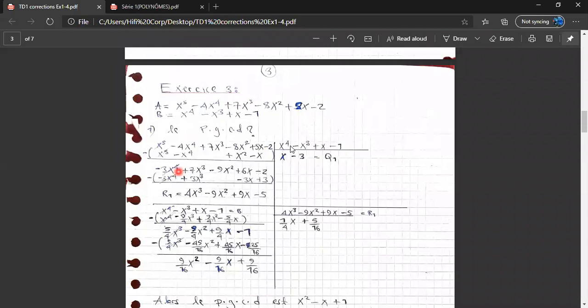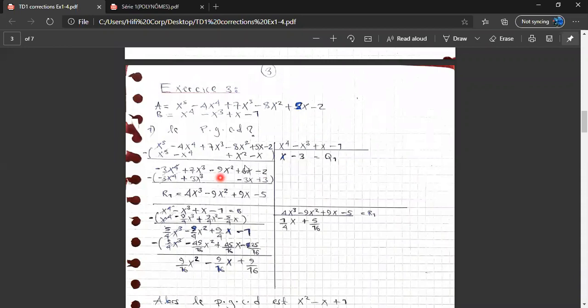So this into this, it will be negative 3. Negative 3 times this, it will be the same, negative 3x to the power 4. Negative 3 times this, it will be positive 3x to the power 3. Negative 3 times x to be negative 3x. Negative 3 times negative 1 to be positive 3. So here we've got positive 3.